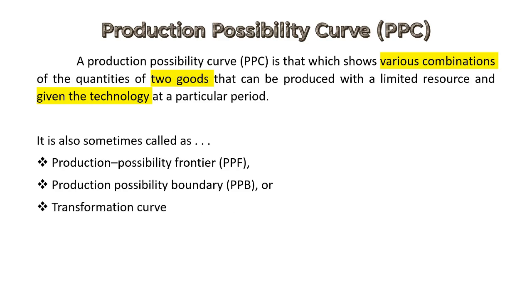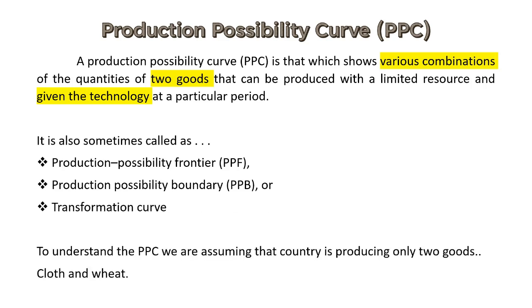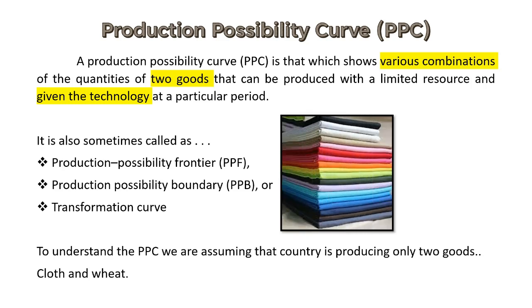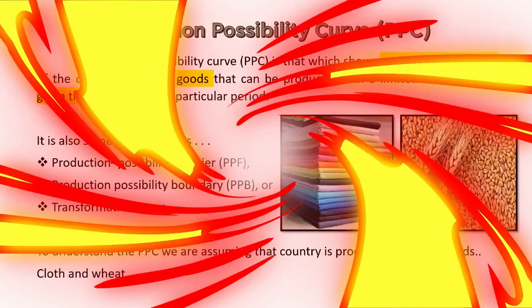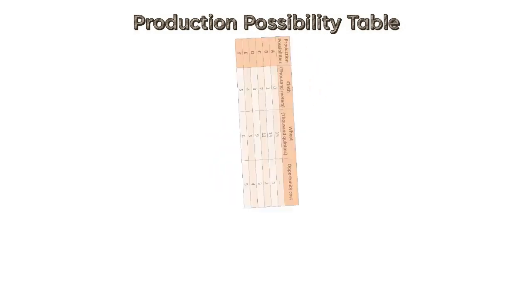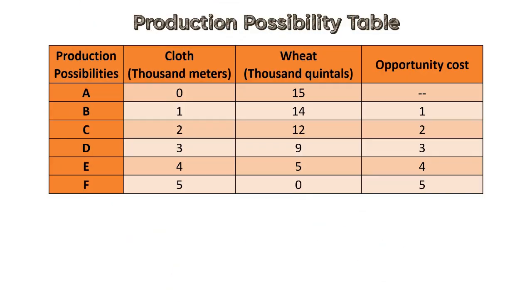In some other contexts, it is also known as the production possibility boundary or PPB, or the transformation curve. To understand the PPC, we are assuming that the country is producing only two goods, that is cloth and wheat, as we explained in the previous slide. Now let us see what the production possibility table is. This production possibility table is also known as the production possibility schedule.